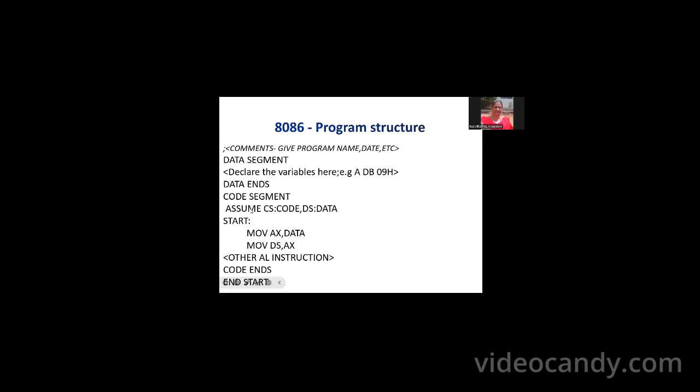Here you compulsorily need to write ASSUME CS:CODE, DS:DATA, and then you start your code segment by writing the instructions. Here I've written two small instructions: MOV AX, DATA. That is, I'm moving the data into the register AX. And then into DS, I'm moving the contents of AX. Similarly, based on your logic, you add some more instructions and then you end your code. After ending the code, you need to write END START.